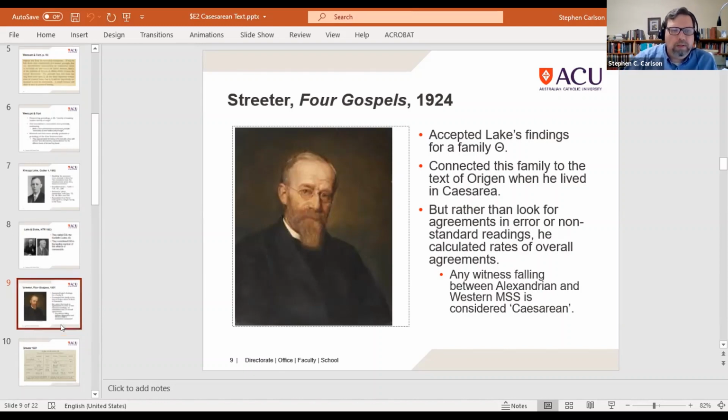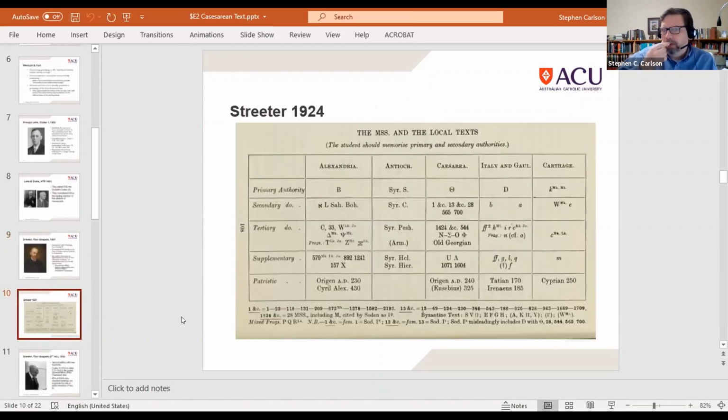And so he has a little chart, and this has to do with his local text theory, where he thought that every major text type can be identified with a certain important city in Christianity at the time. So the first one here, the city of Alexandria, can be associated with Codex Vaticanus as the primary authority. You have Aleph, which is Codex Sinaiticus. You have L, you have the Sahidic and Bohairic, which are dialects of the Coptic language in Egypt.